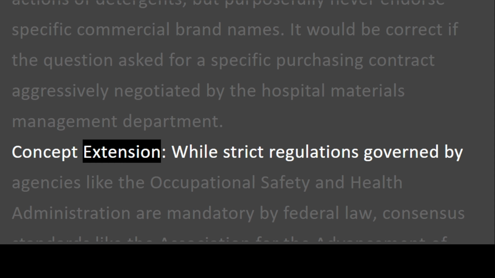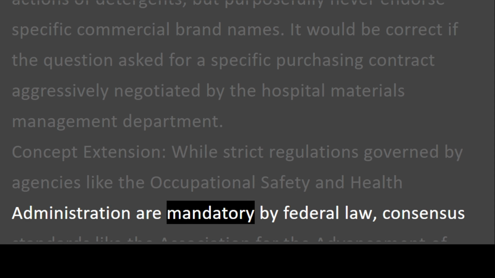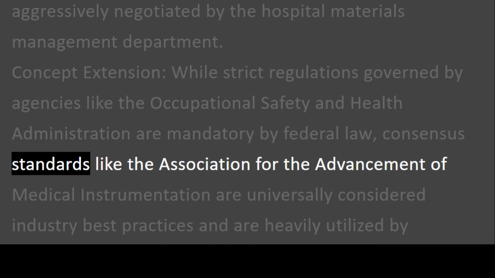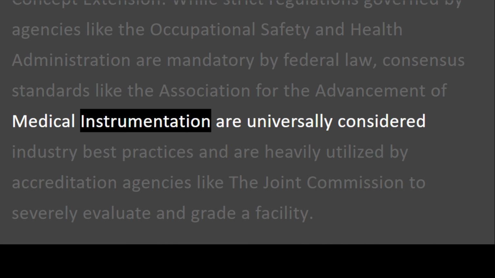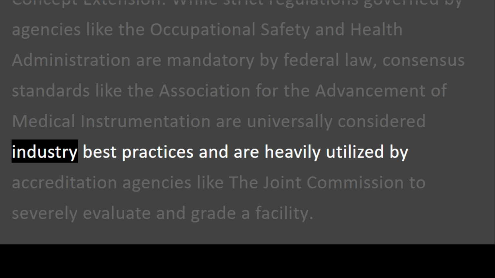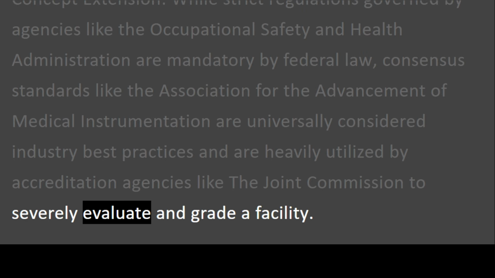Concept extension. While strict regulations governed by agencies like the Occupational Safety and Health Administration are mandatory by federal law, consensus standards like the Association for the Advancement of Medical Instrumentation are universally considered industry best practices and are heavily utilized by accreditation agencies like the Joint Commission to severely evaluate and grade a facility.